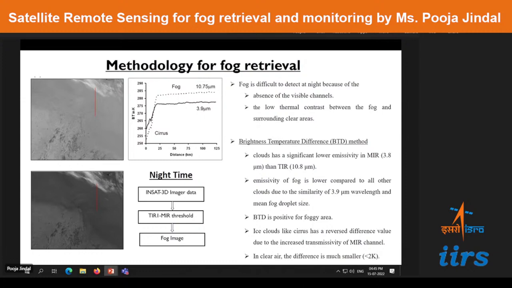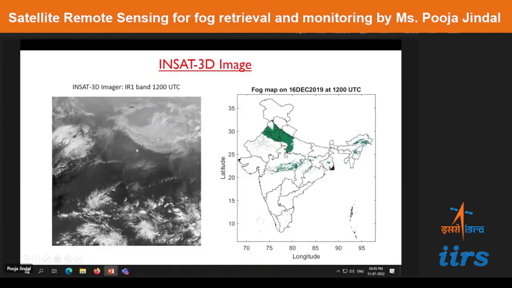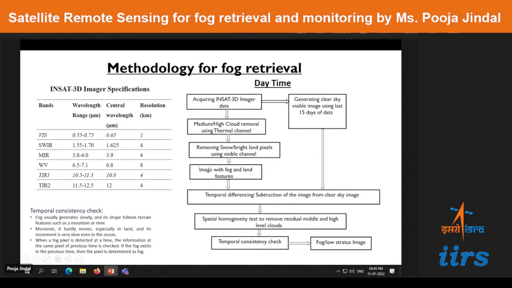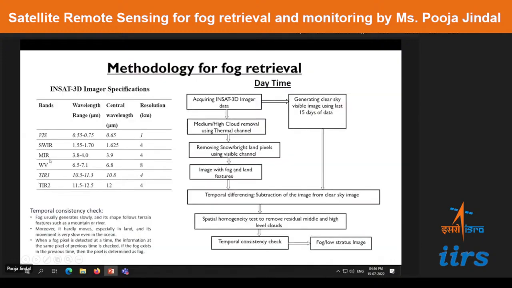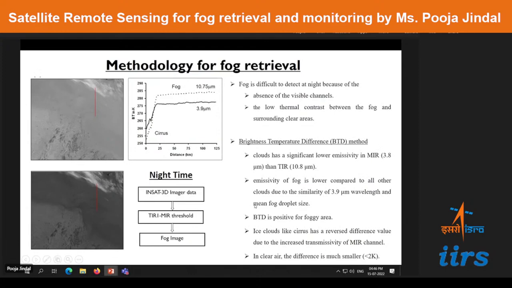Also, simply the thermal channel cannot be used because of the low contrast between the fog and surrounding clear areas, which we have already seen in this image. There is a very low thermal contrast between the fog and surrounding areas in the thermal channel. So only thermal channel usage is not possible for nighttime fog retrieval. So what is done for the nighttime is that the thermal channel is used in combination with the mid-IR channel. The mid-IR channel is around 3.9 micrometer.